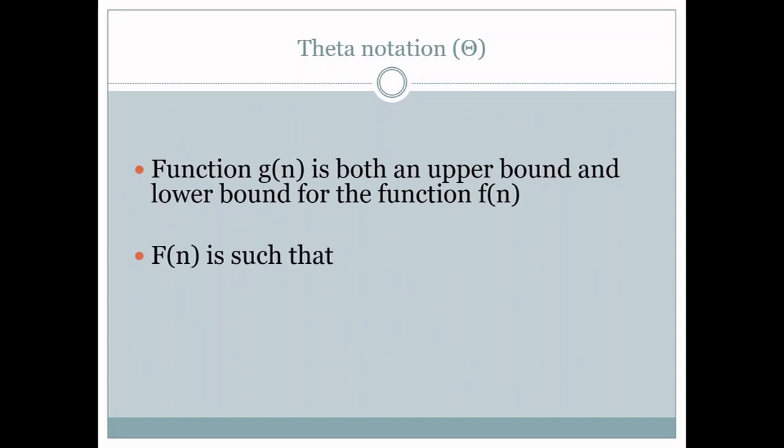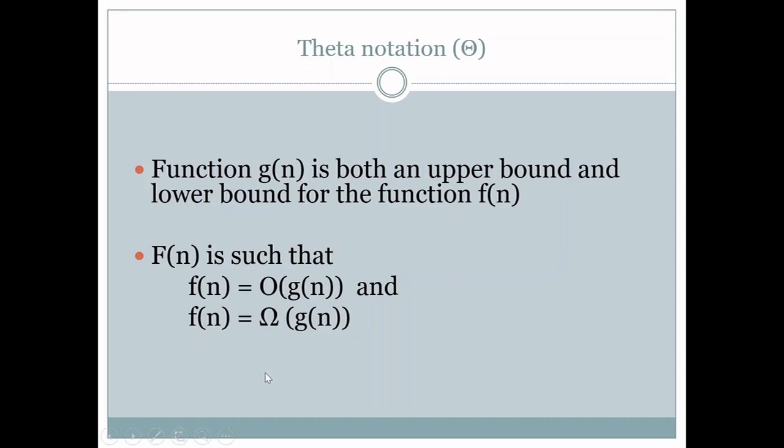That is, function g of n is both an upper bound and a lower bound for the function f of n. f of n is such that f of n is equal to order of g of n, which represents the upper bound, and f of n is equal to omega of g of n, that is the lower bound. So f of n will be in between these two values. It can take the upper bound as well as the lower bound. This O represents big O notation. This represents the upper bound and this represents the lower bound. And this is theta notation.